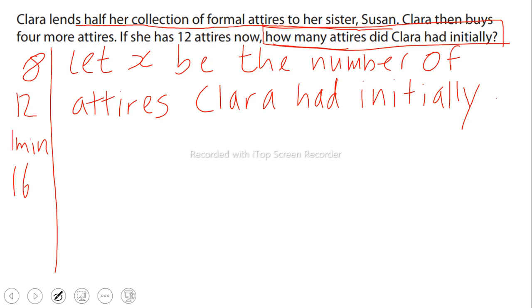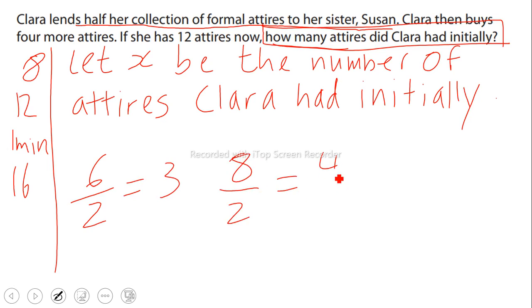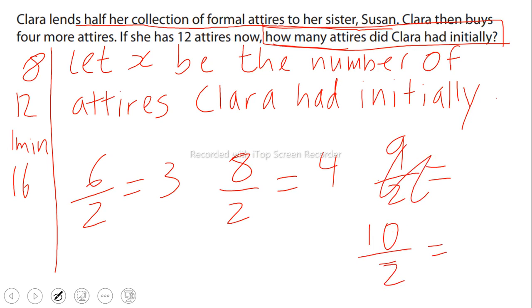Okay, let's say she had 6, and I say she gave half to her sister. How much did she give to her sister? 3. So if she had 6, and she gave half to her sister, her sister got 3. If she had 8 and she gave half, her sister got 4. If she had 10, it'll be 5, right?